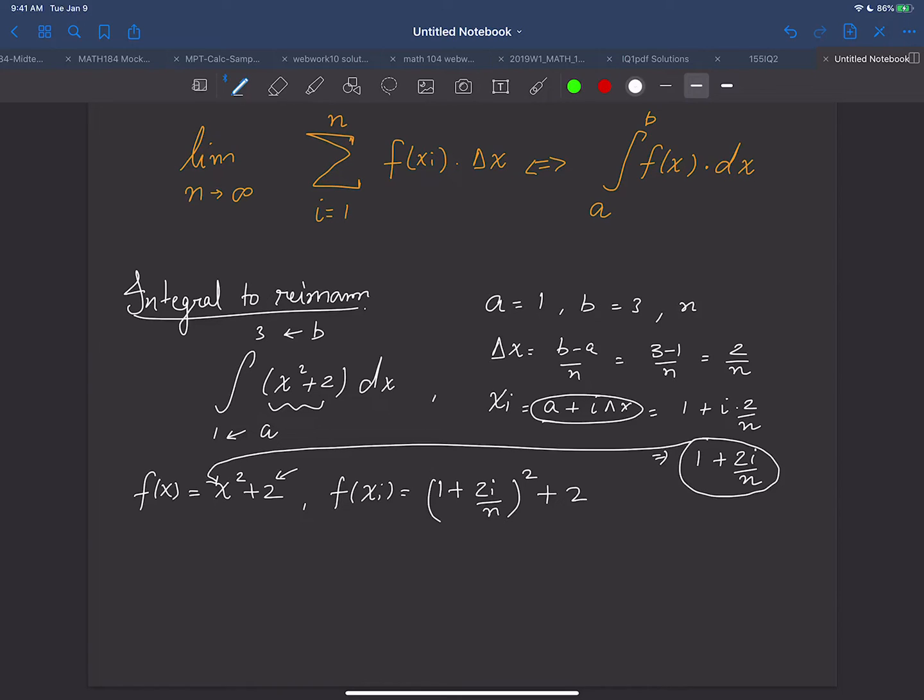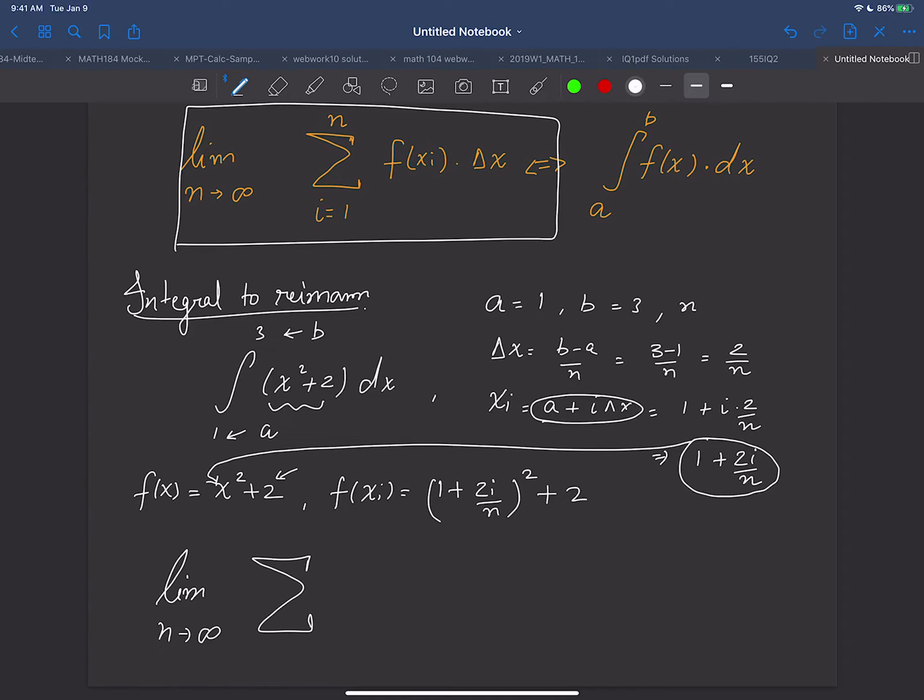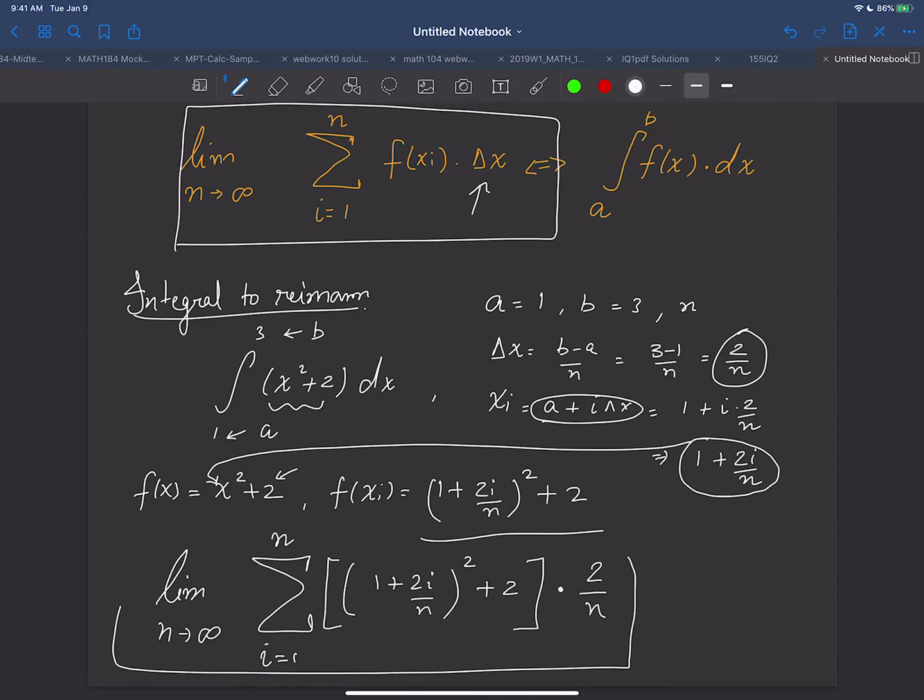Now we have everything we need. We need to put this in this form. We got to put the limit down, and the summation stays like this. f of xi now is just this piece here, so 1 plus 2i over n, whole squared, plus 2. This is just the f of xi times the delta x, and delta x we also know is just 2 over n. So this right here represents this definite integral.